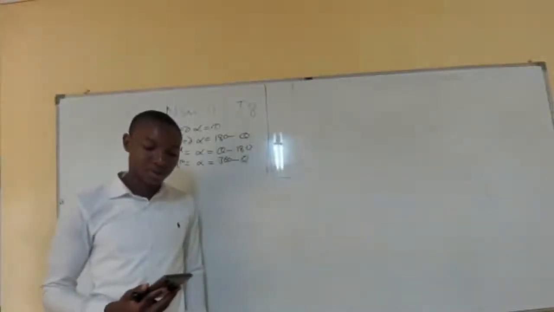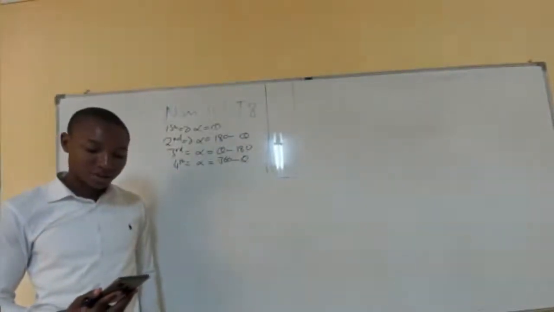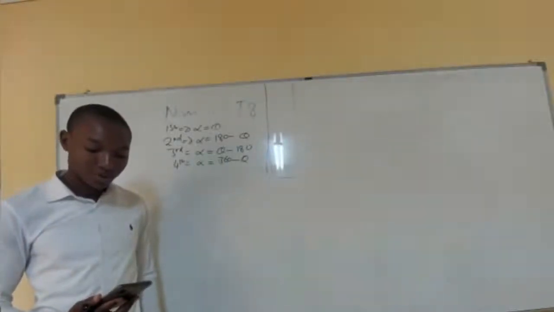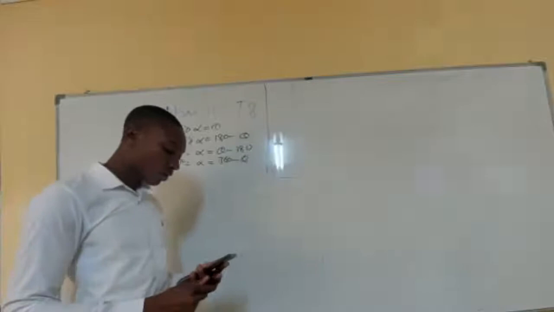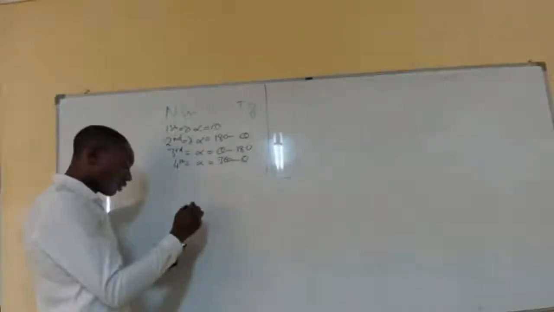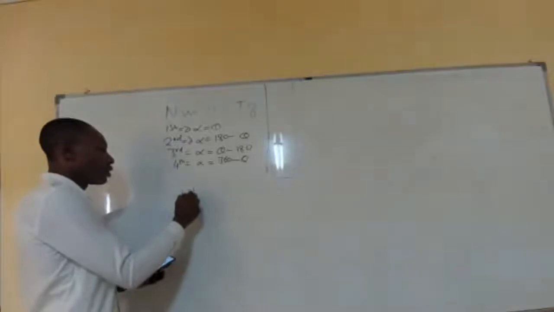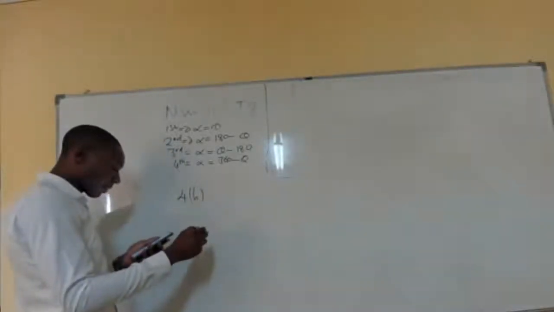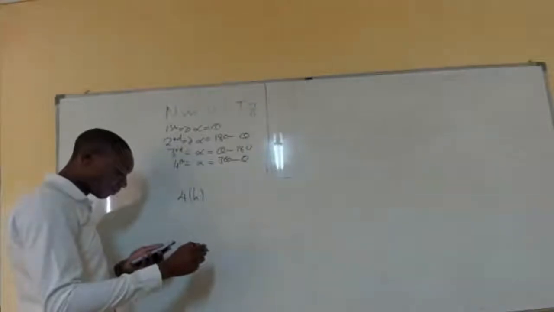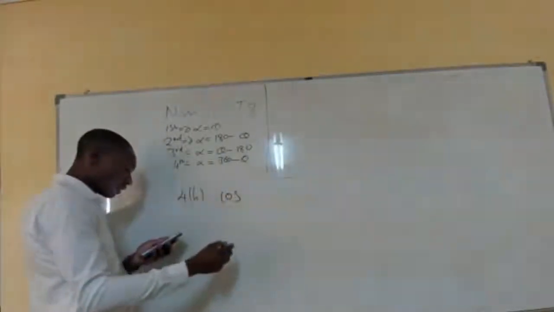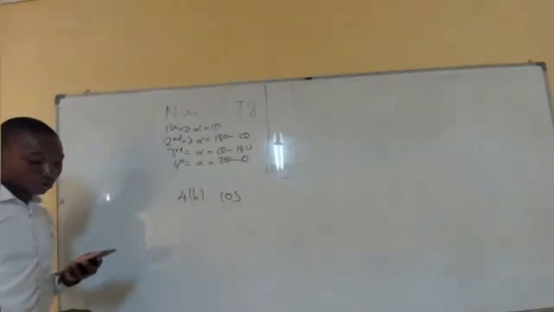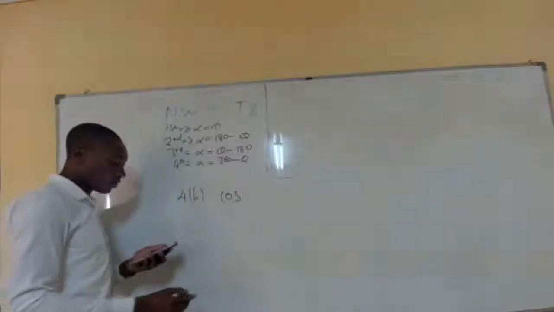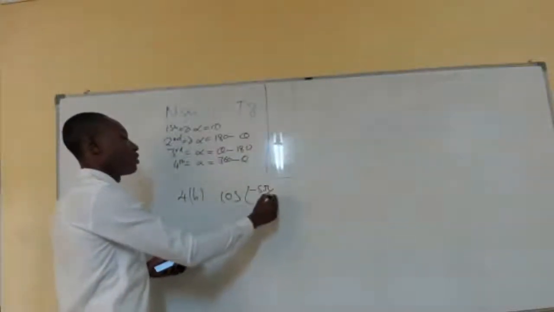Question 4. Let's look at h. Question 4h says, find the exact value, use the basic trigonometric identities. So find the exact values. Do not use a calculator or a table for the following. So we have cos of negative 5 pi over 3.